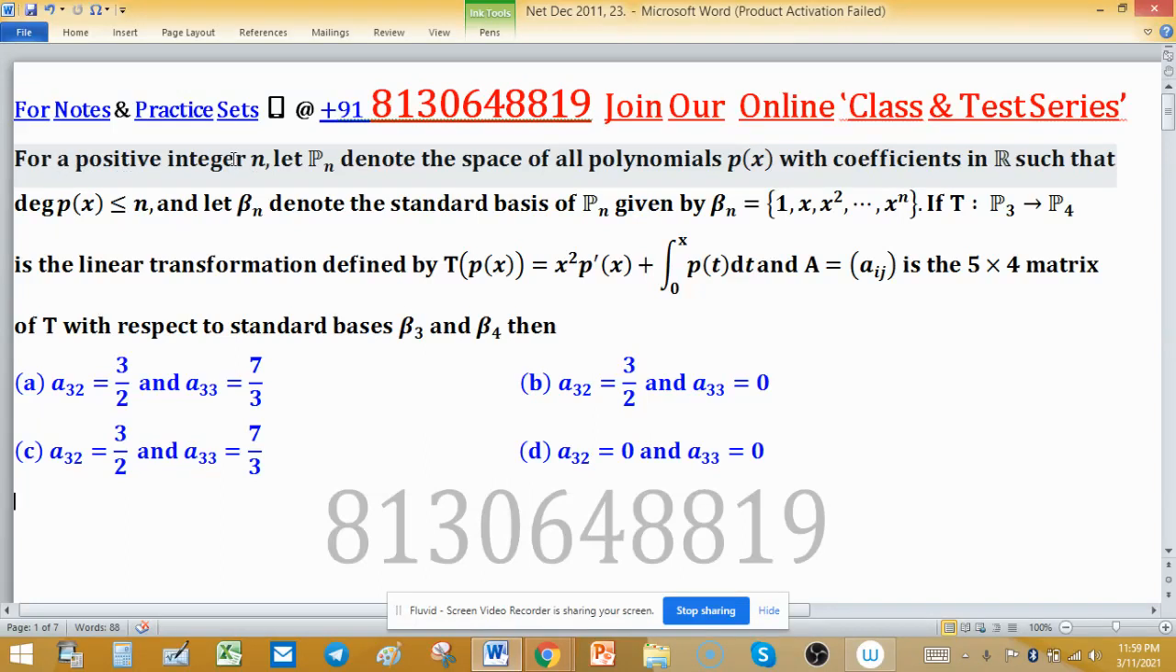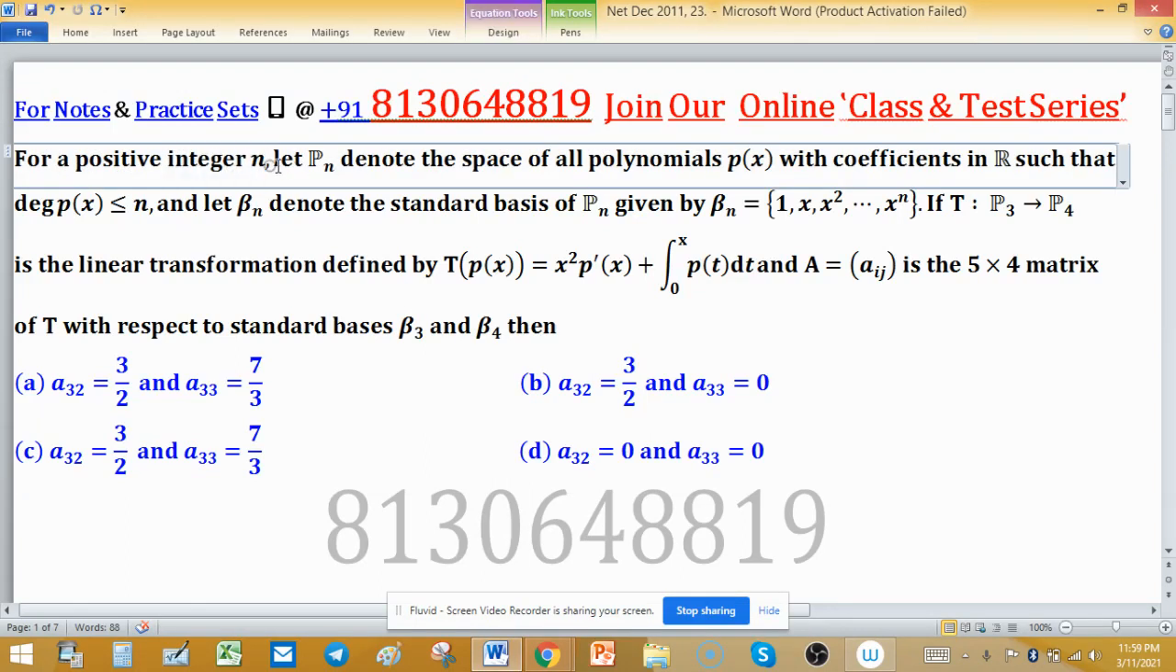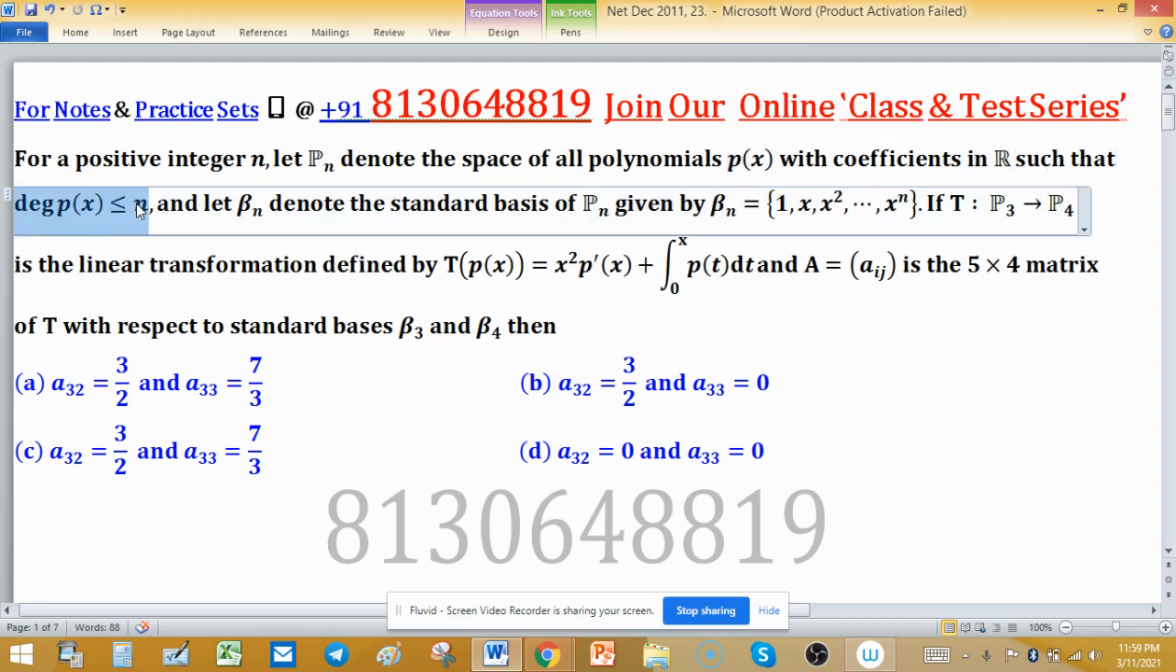For a positive integer n, let Pn denote the space of all polynomials p(x) with coefficients in R such that the degree of p(x) is less than or equal to n, and let beta n denote the standard basis of Pn given by beta n is 1, x, x square and so on up to x raised to the power n.